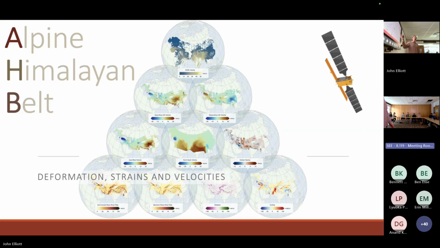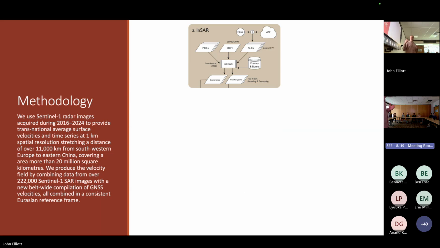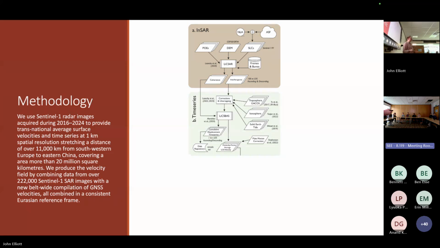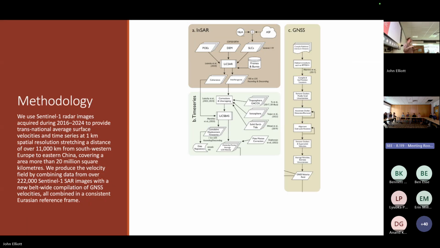So for this talk, I'm going to focus on the big scale of the Alpine Himalayan Belt and how we went about generating that velocity field with the combined SAR and GNSS. Now, we took the methodology, I'll walk you through the various steps of doing this. We took all the Sentinel-1 radar images and then did a time series approach and a lot of corrections on that data to improve removing some of the atmospheric noise. And we needed to combine that with GNSS to give us a reference frame to be able to do it.